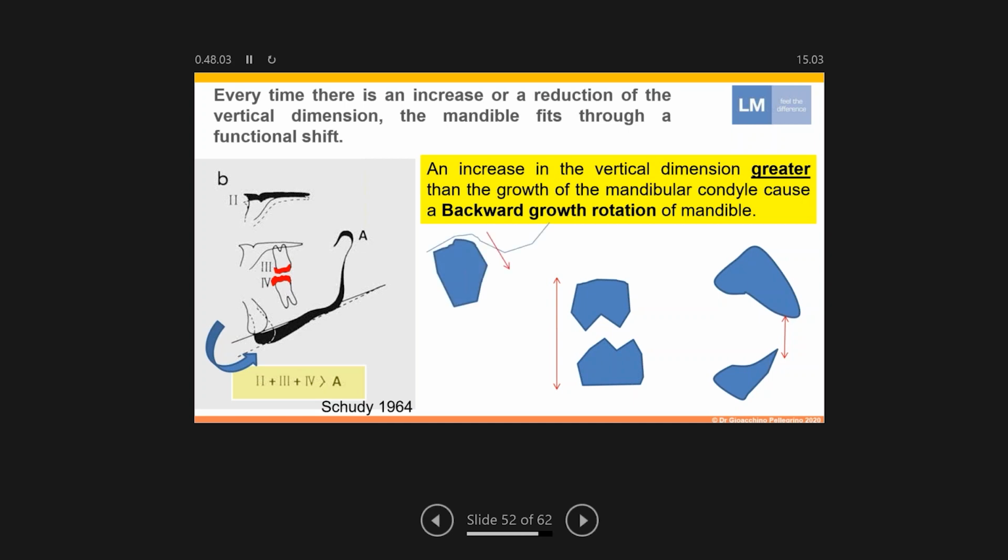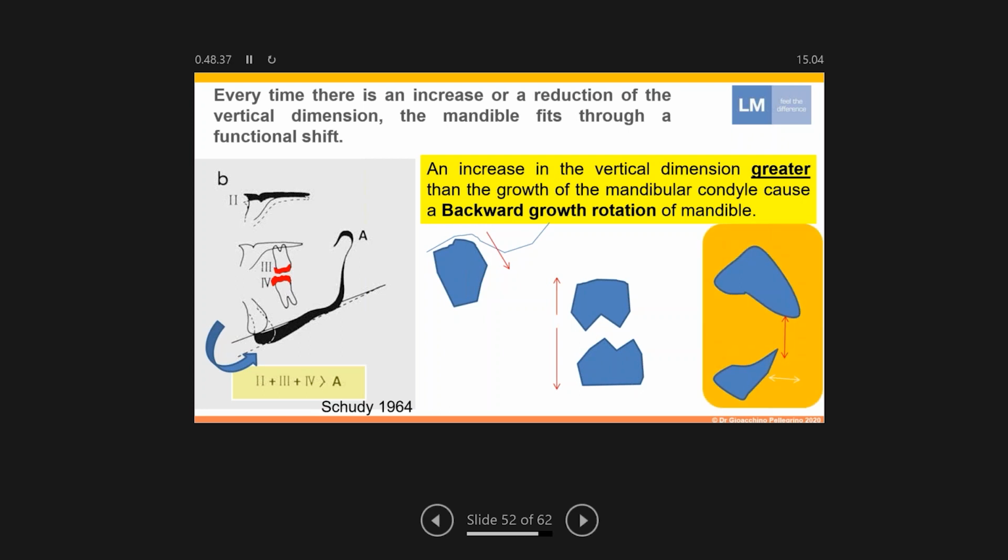And this means that the morphology of the TMJ will be again different. And the path that the condyle, the mandibular condyle, will follow during the movement of the mouth will be completely different compared with the case that we saw some slides before.